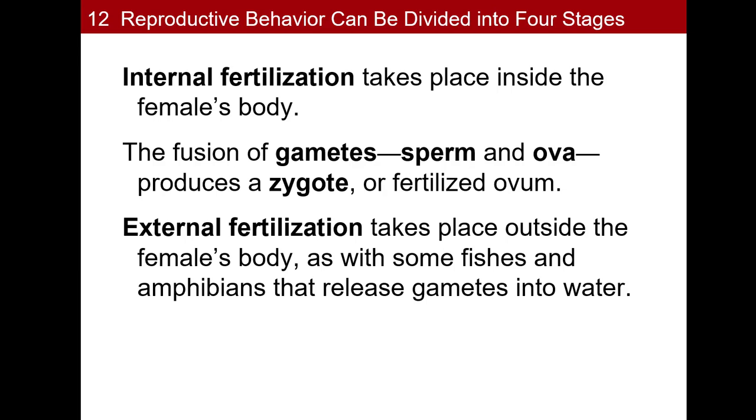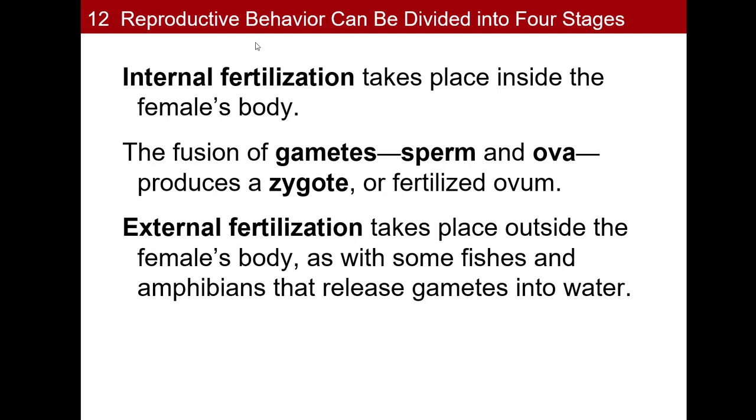Okay, so when we're talking about parenting behaviors and talking about reproduction, we should clarify different types of fertilization. With fertilization, we're talking about gametes coming together, sex cells, so sperm and eggs. When they come together, we have a zygote, right? Fertilized egg. Now, you can have internal fertilization or external fertilization.